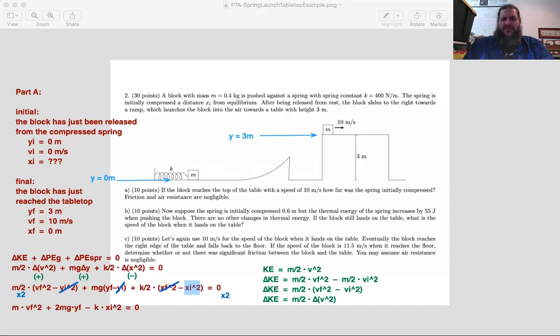So that gives us a much simpler equation that's still written in terms of these unknown variables. We're just filling in the values we know are 0. And I think that's going to make it much easier to solve for x initial. In fact, what would be our next step here if we wanted to isolate x initial?